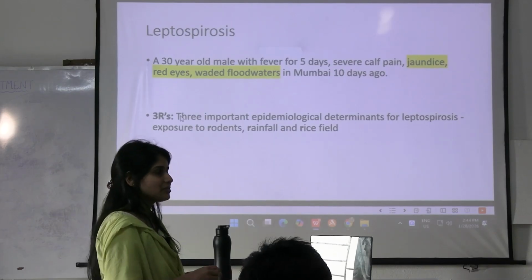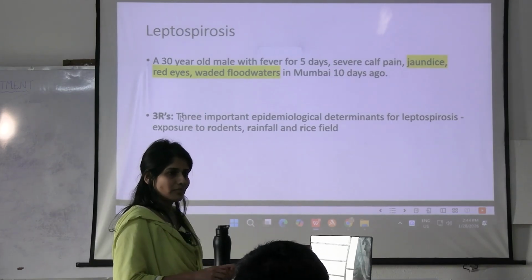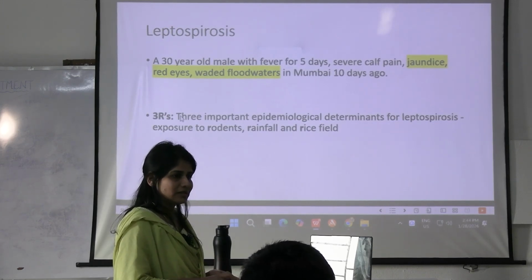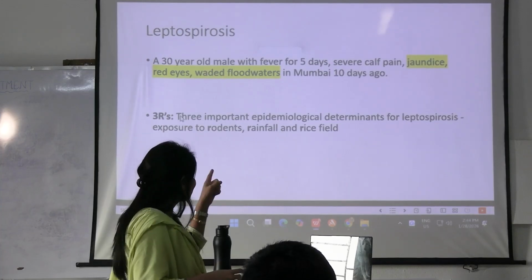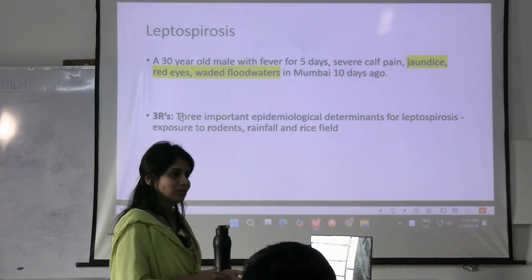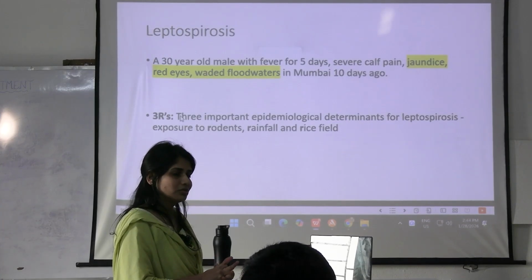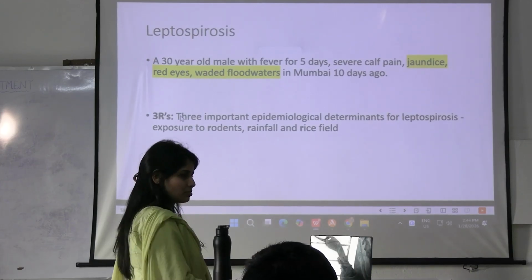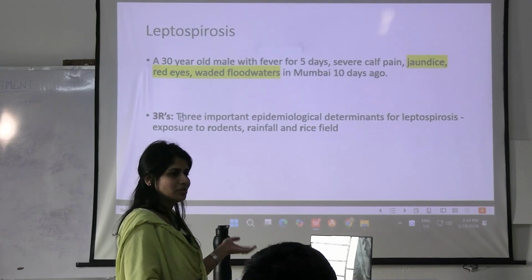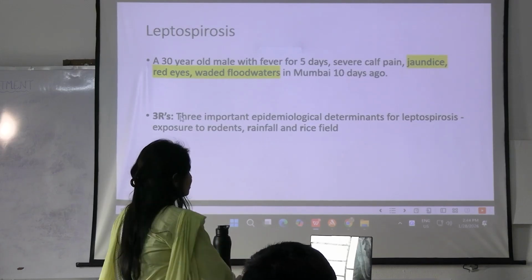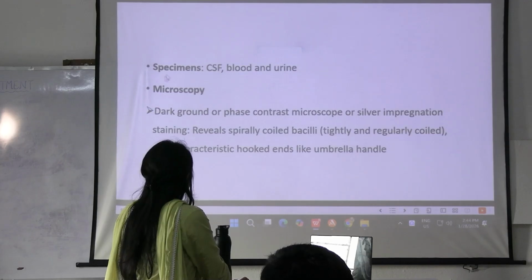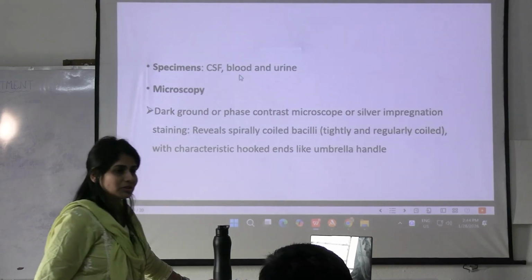What do you mean by rice fields? They're mostly the wetlands, right? What happened in the question? Flood waters. So there are rats, they urinate, and Leptospira is transferred. If they are infected, they will infect the environment. So this is how it enters your system. What are the specimens you can take?